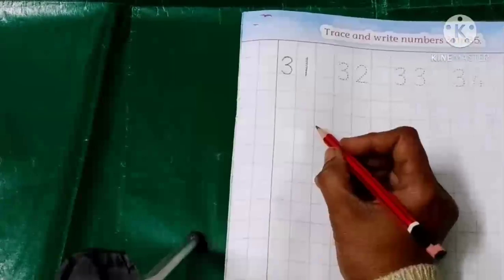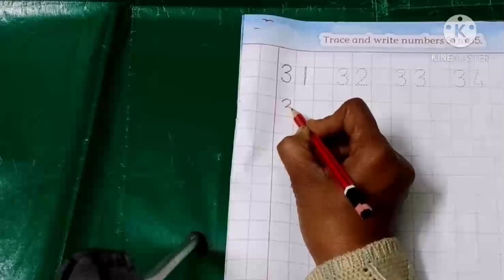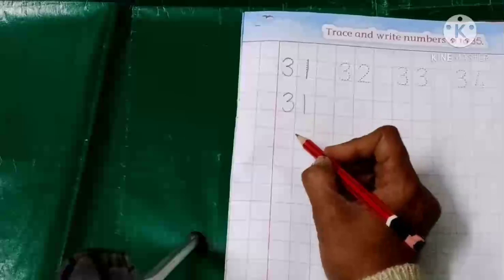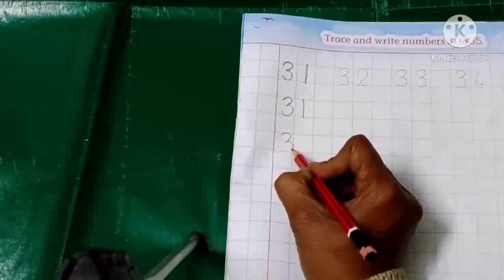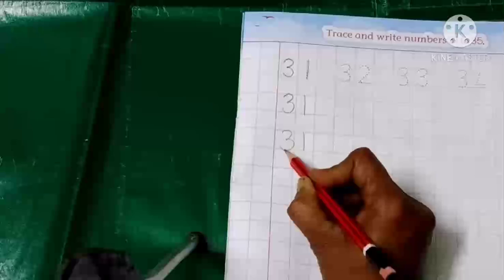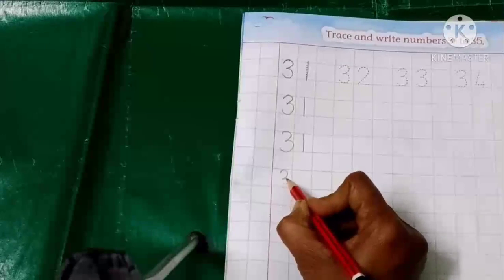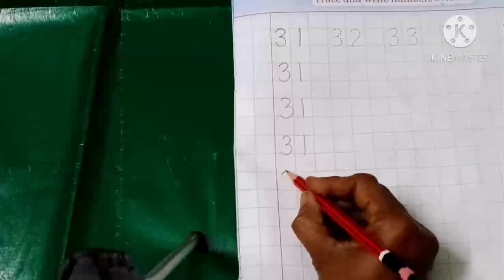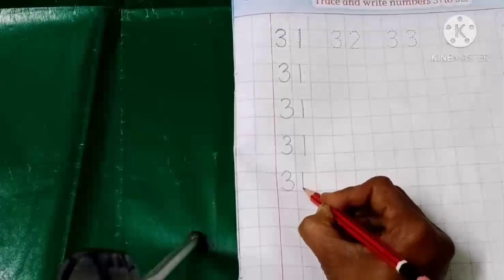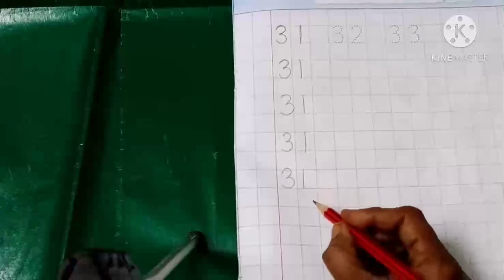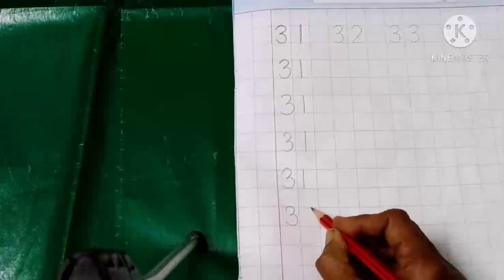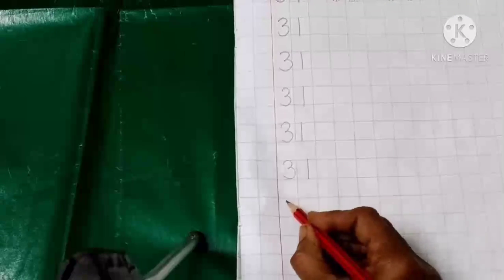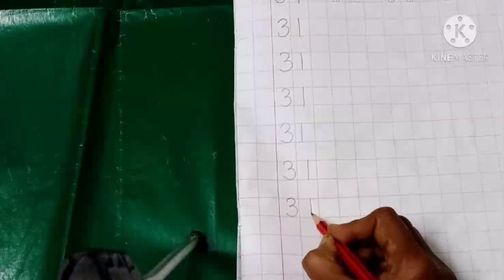31. Three tens and one ones. 31. Three tens and one ones. 31.